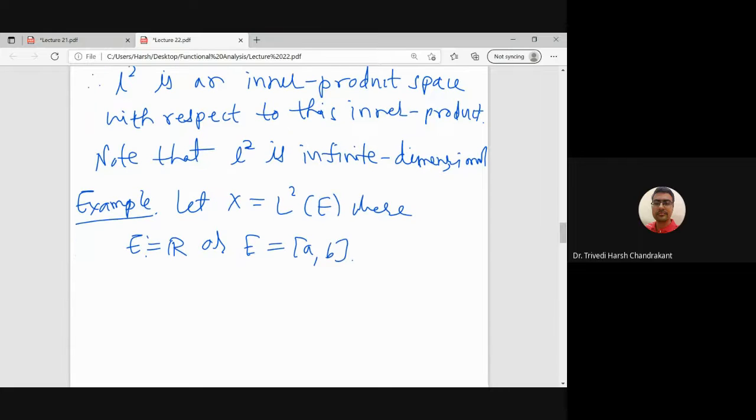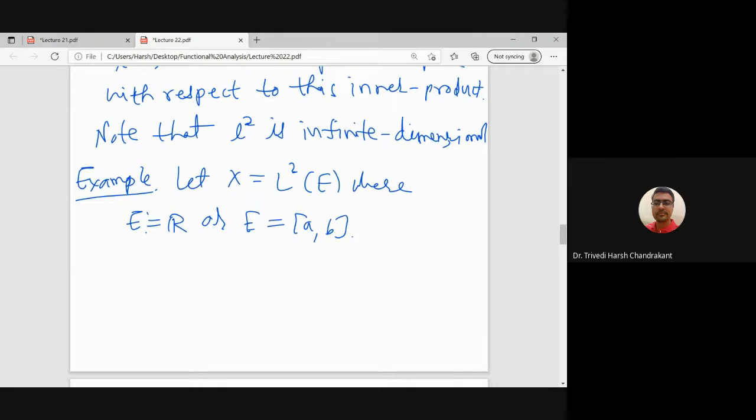So when E is the closed interval [a, b], we will integrate the function from a to b, and when we have the function over the whole real line, we will integrate the function from minus infinity to infinity. So define.